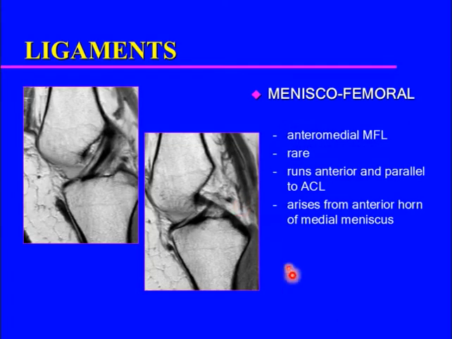Also, the meniscofemoral ligament can be an anteromedial meniscofemoral ligament. It's a rare type, a rare normal variant. It runs anterior and parallel to the ACL. It's just like a double ACL, not double PCL, double ACL. It's not a pathology, it's a normal variant, arising from the anterior horn of the medial meniscus.